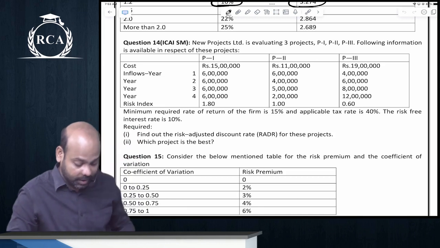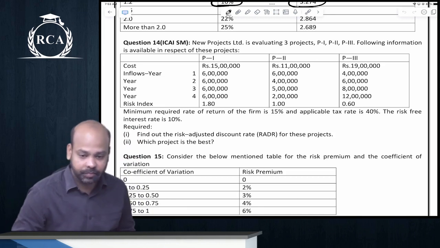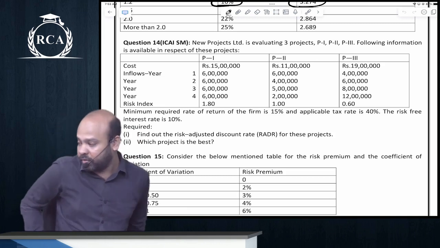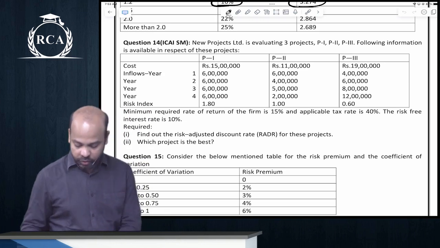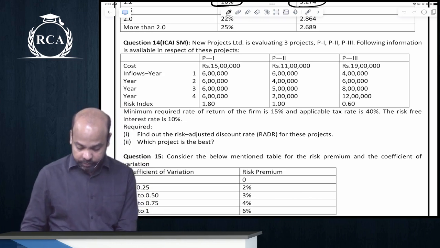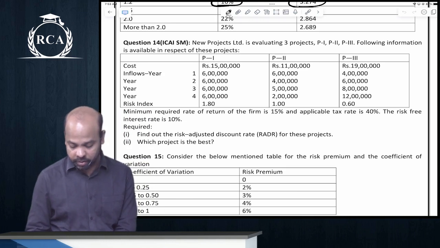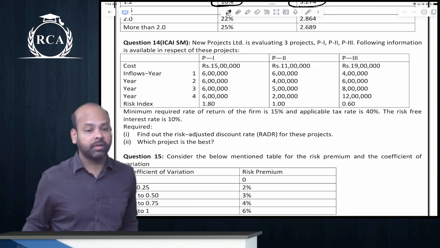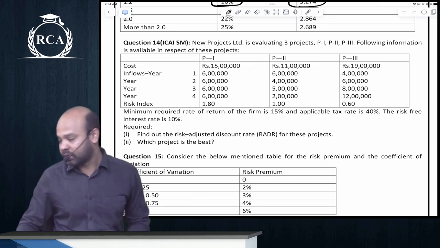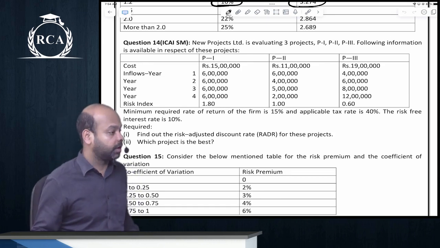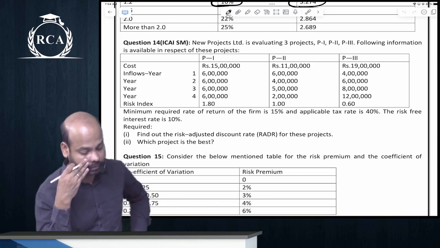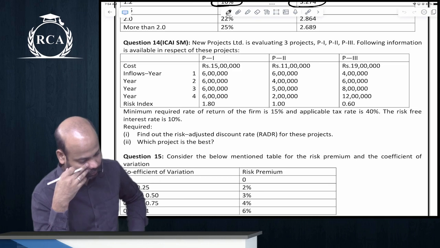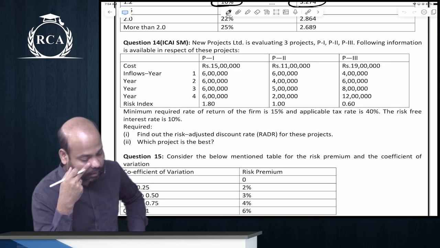There's a difference. Write down, guys: as cash inflows are already given, tax rate is irrelevant.